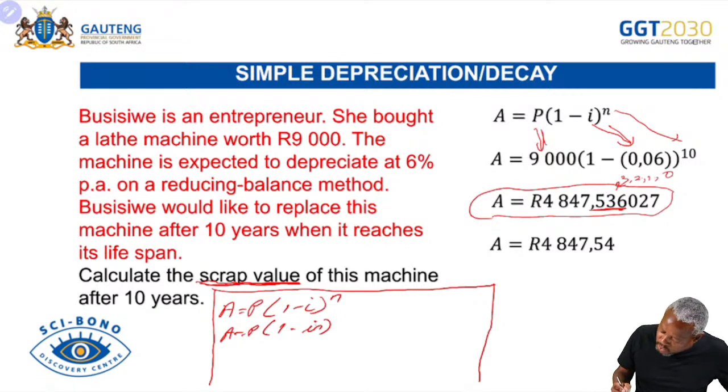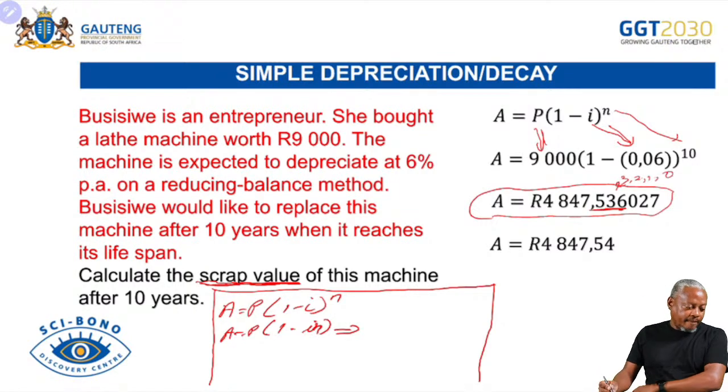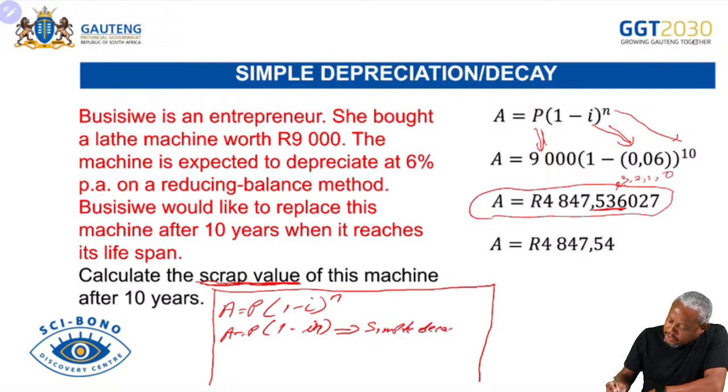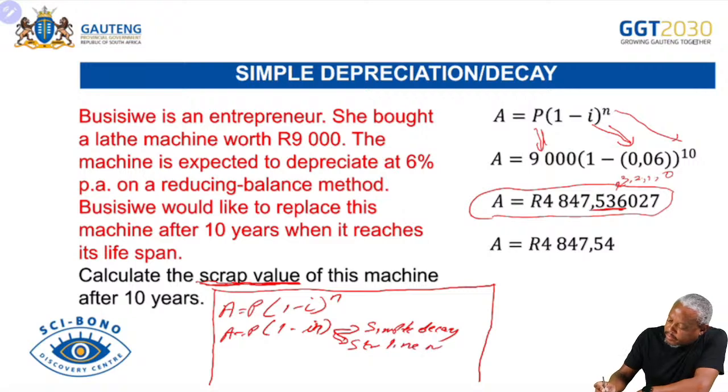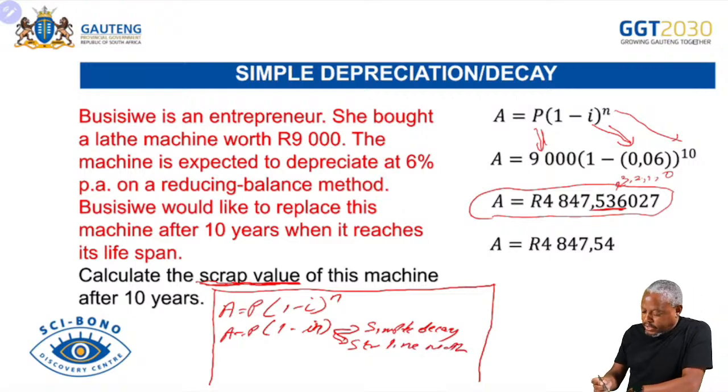So what does this one imply? It's also simple decay, simple decay, or what? Or straight line. Straight line method. Why is it a straight line? Do you see the linear? It's a straight line, this one.